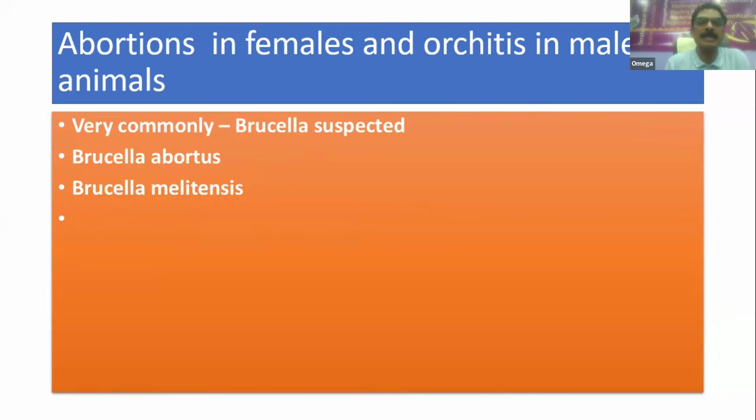In case of brucellosis, these are the clinical signs: abortions in the females, and there may be orchitis and swelling of the joints. Brucella abortus may be there, melitensis may be there.